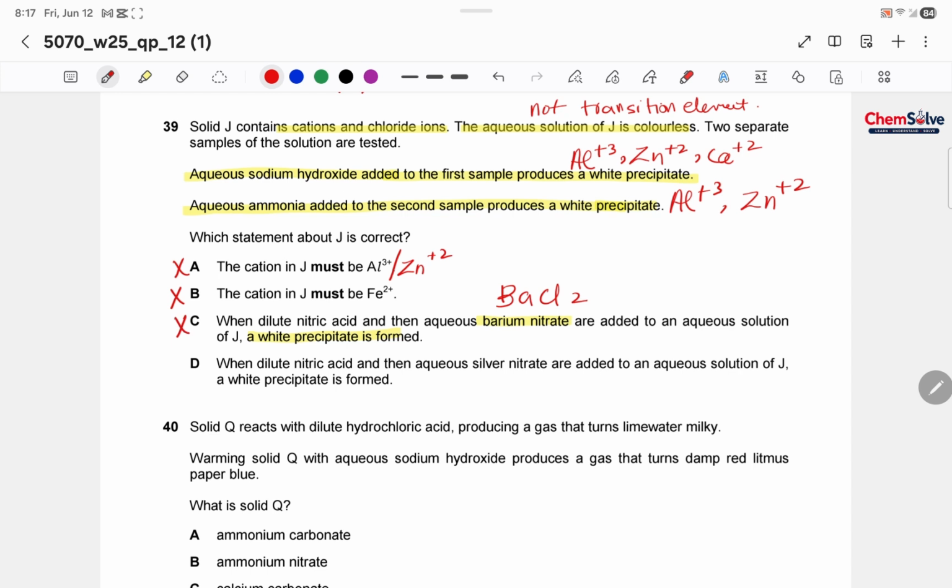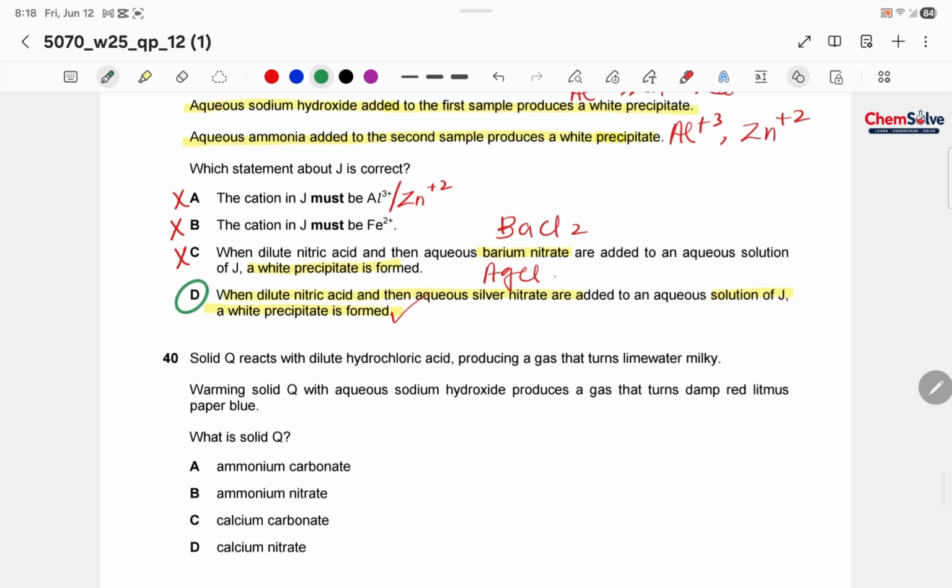When dilute nitric acid and aqueous silver nitrate are added to the aqueous solution of J, a white precipitate is formed. Silver nitrate, yes, this is the possibility, because when silver nitrate is added to chloride ions, it will form AgCl, which is a white precipitate. So D is the correct one. Alright.